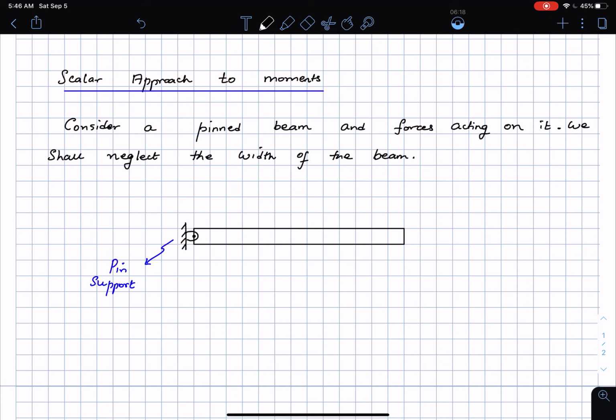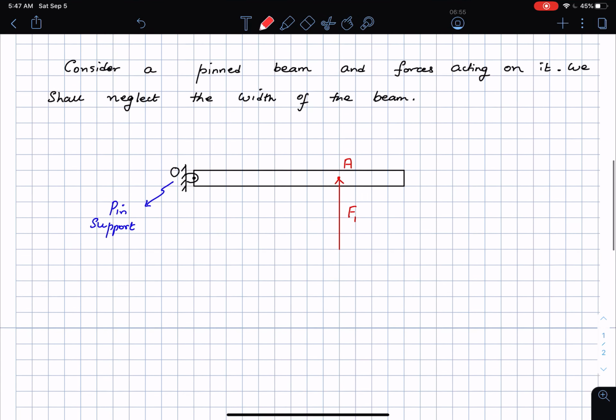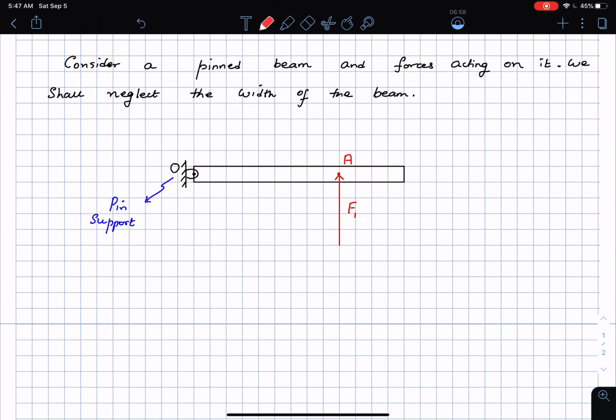Now on this beam, the point that is pinned I'm going to call the point O. On this particular beam there is a force acting, and I'm going to call that force F1. This is the force of magnitude F1, acting at this particular point on the beam, which is the point A. I'm going to call the point O the point of interest.